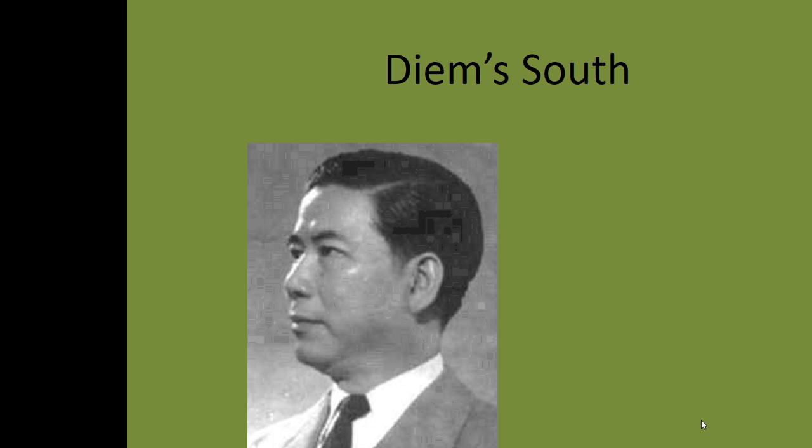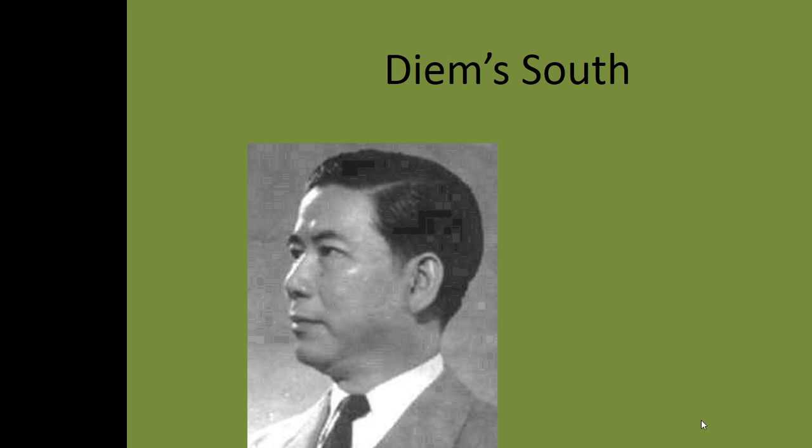Diem is not really fit to be the leader of the country. He has a brother who is a political advisor, kind of high up the food chain. He is the one who thrusts his brother into this position.